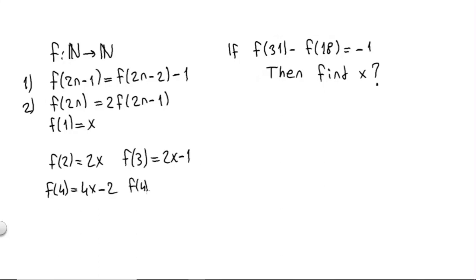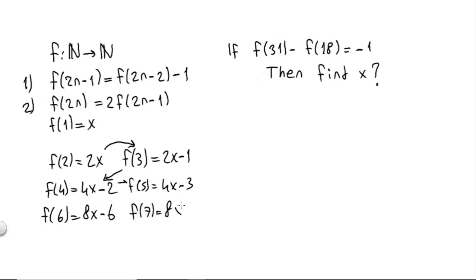And if I do it again, it's going to be 1 less. So you can see the pattern here. When I'm going from left to right, I'm just subtracting 1. And when I'm going diagonally, to the row below, I'm just multiplying by 2. So I can write a few more values. This should be f5. Then f6 is going to be just twice this thing, 8x minus 6. And f7 is going to be 8x minus 7.